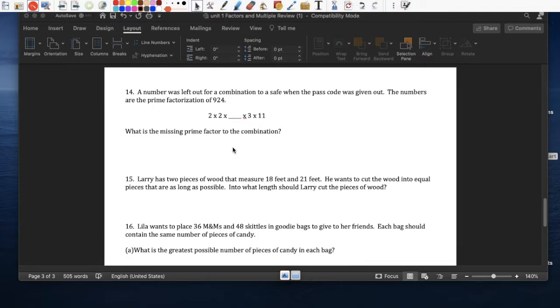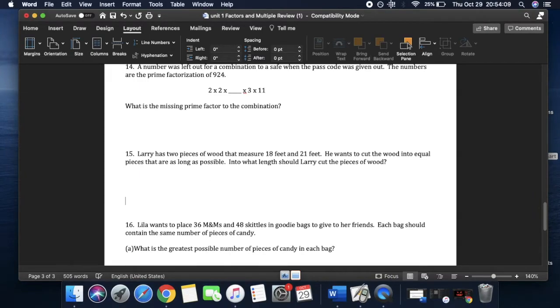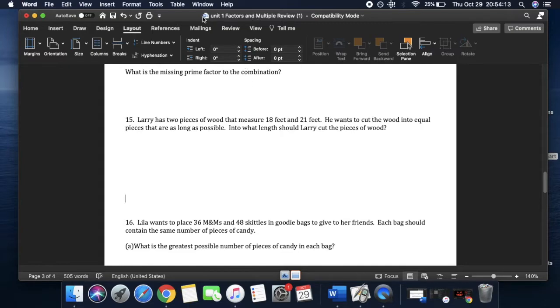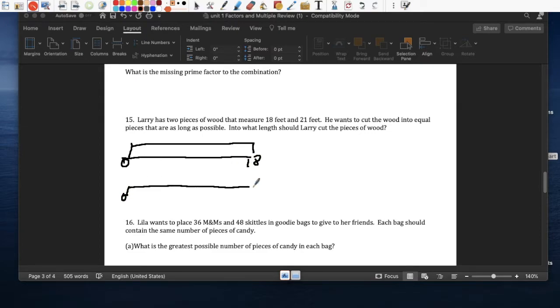Where are we? Okay, 15. Nice, and this is not that bad. So Larry has 2 pieces of wood. Okay, so one piece measures 18. So imagine this measures 18. Here's 0, here's 18. And the other one measures a little bit longer, 18, 19, 20, 21, right there.